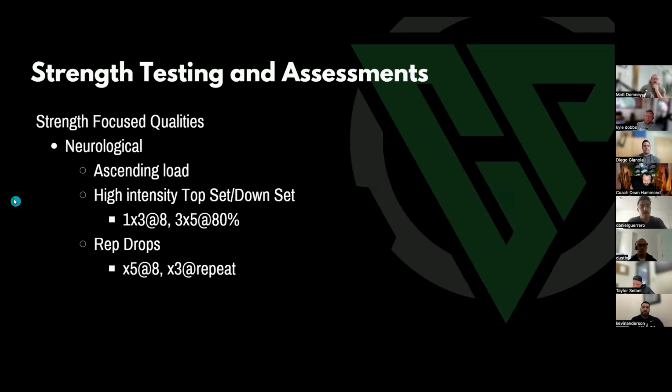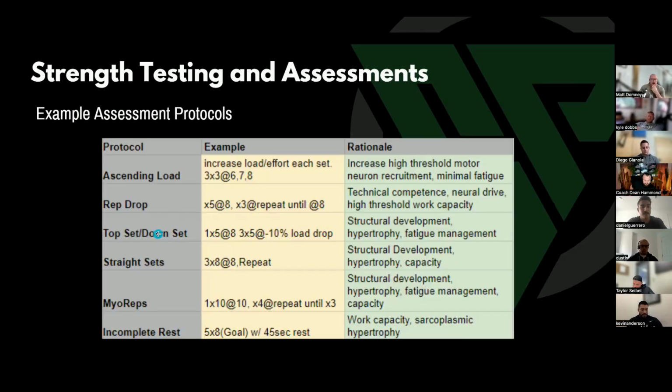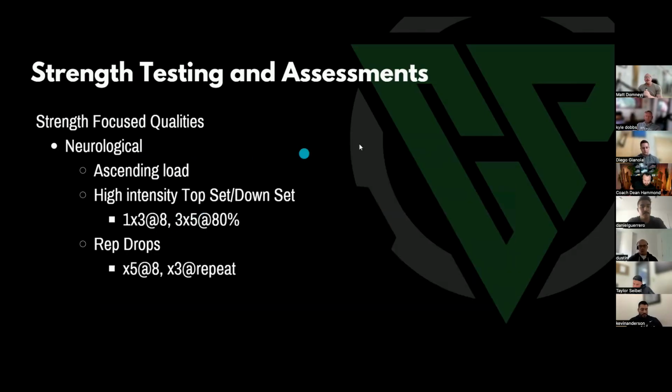Yeah. So again, looking at these, I wrote this out on these slides a bit more, but the reason we're looking at any of these three things for neurological movements is the adaptation we're training. It fits most within that category because each one gives you the ability to display top end strength, right? An ascending load protocol lets you do a heavy triple at RPE 8 or 9. A top set down set lets you display a heavy triple at RPE 8, and the rep drop lets you display your heavy set of 5 at RPE 8, right?